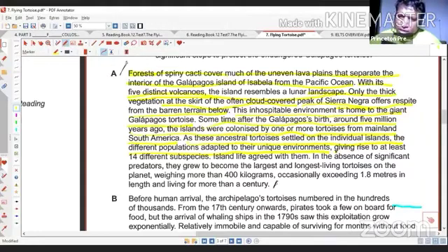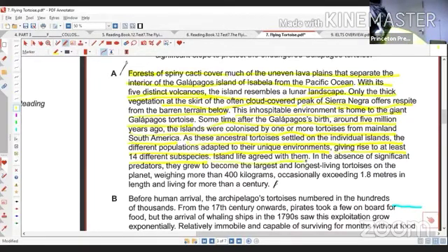So according to their geography, according to change, giving rise to 14 different subspecies, depending on the environment of those islands. So what we read up to now: first, the description, and then how they evolved.